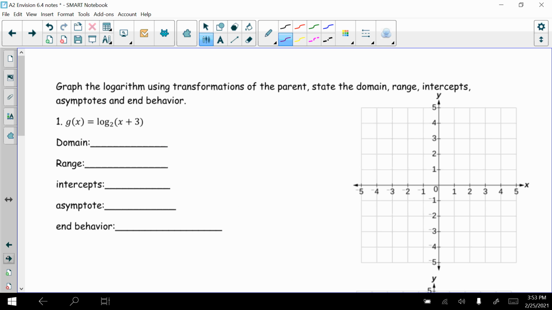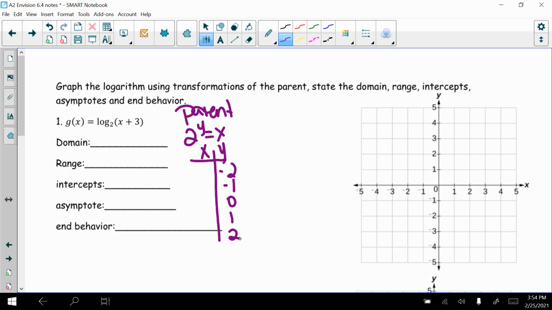So now let's graph some of these using that. It says graph the log using transformations of the parent, state the domain, range, intercepts, asymptotes, and end behavior. So we're going to start out with what is our parent function. Our parent is going to be 2 to the y equals x. Make our xy table. Remember, we still pick the y's: -2, -1, 0, 1, and 2. 2 to the -2 power is 1/4, 1/2, 1, 2, and 4.